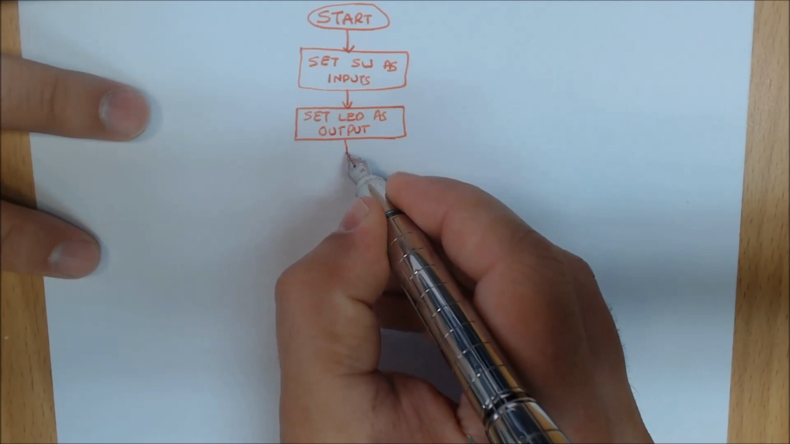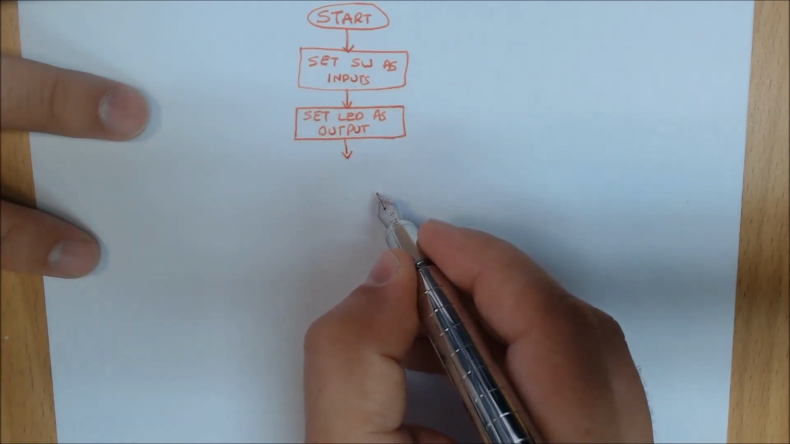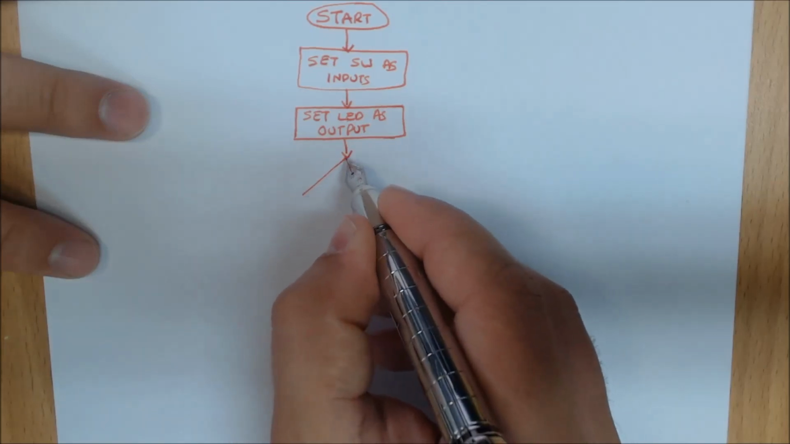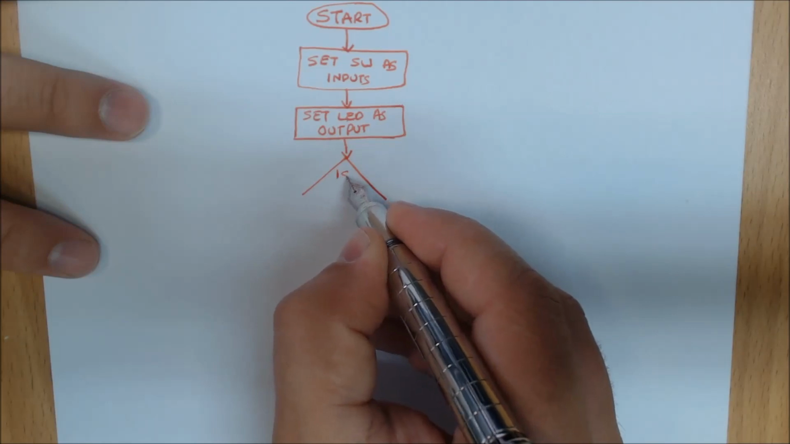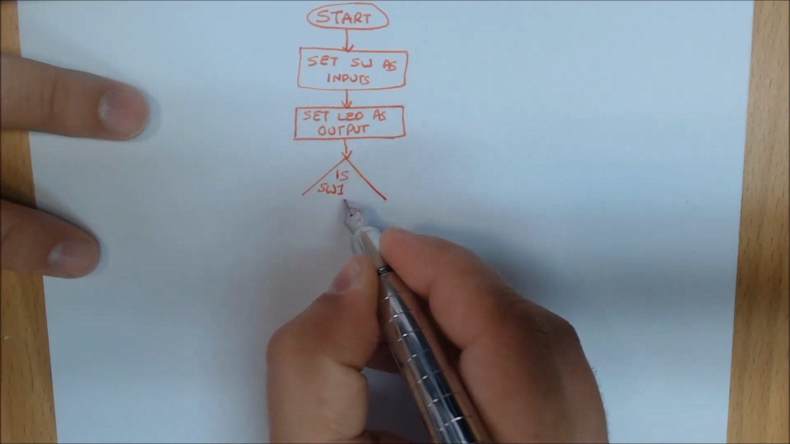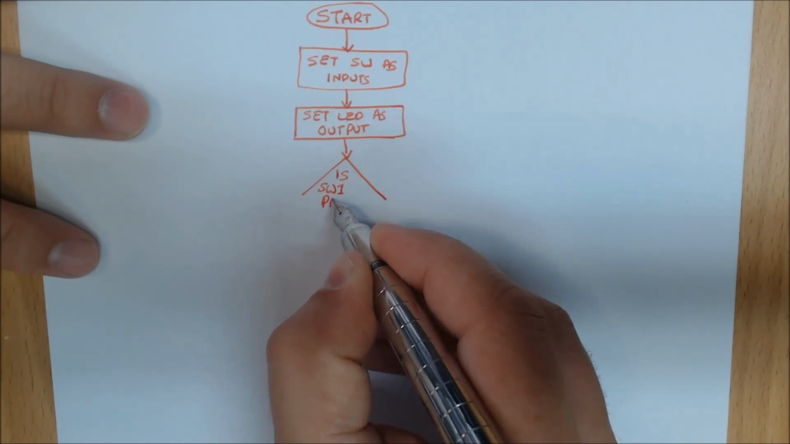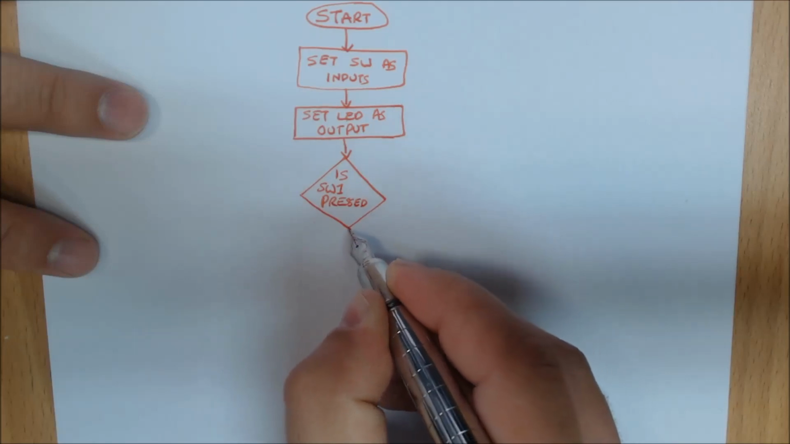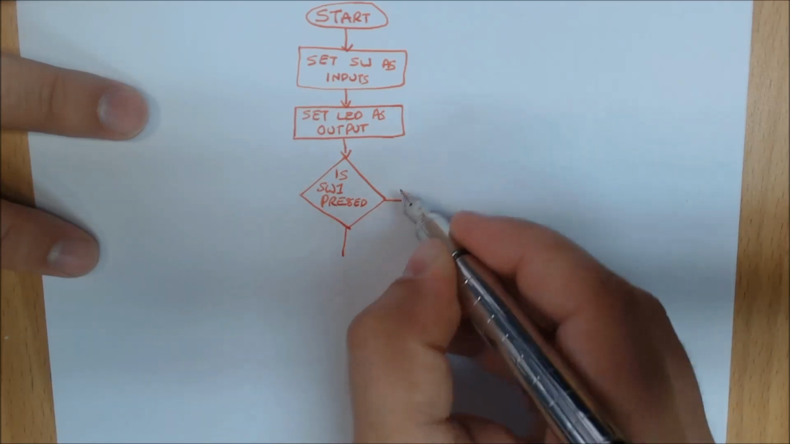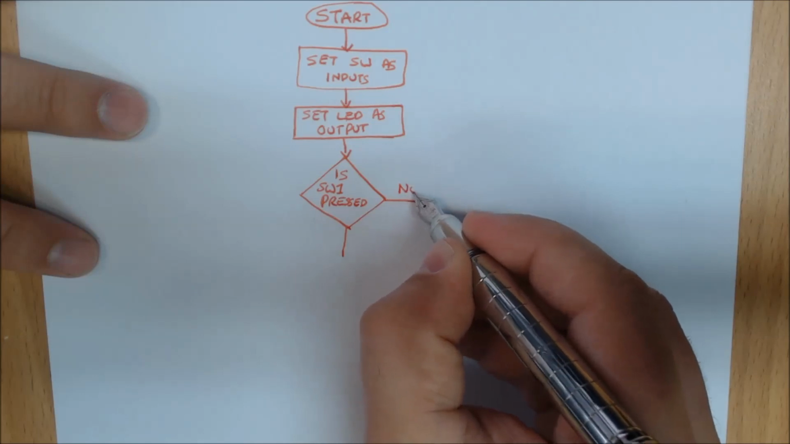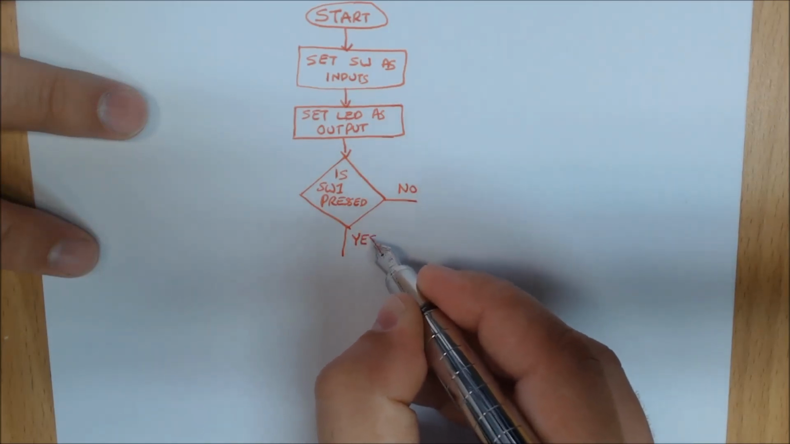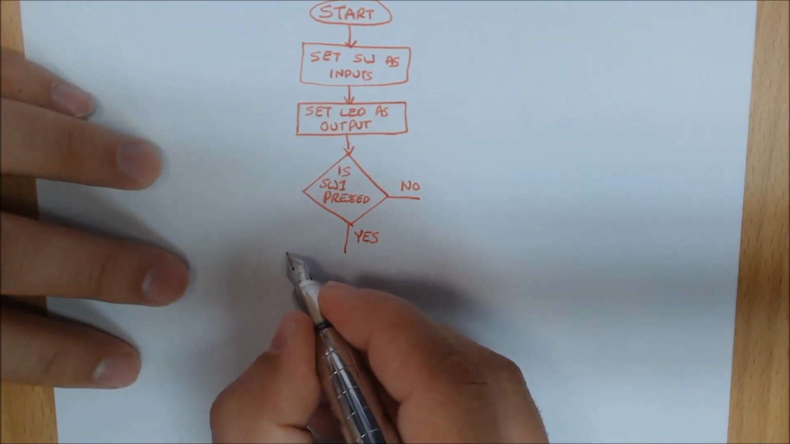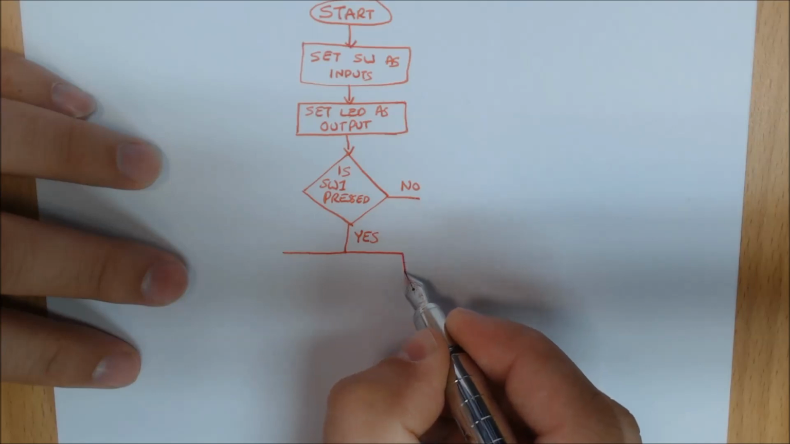We then have our first conditional statement. We need to check the value or the voltage at switch 1. So, is switch 1 pressed? And we have our two conditions, no and yes. Let's follow the yes condition first because that one's rather quick. We're told if switch 1's pressed, the brightness for the LED should be 50%.